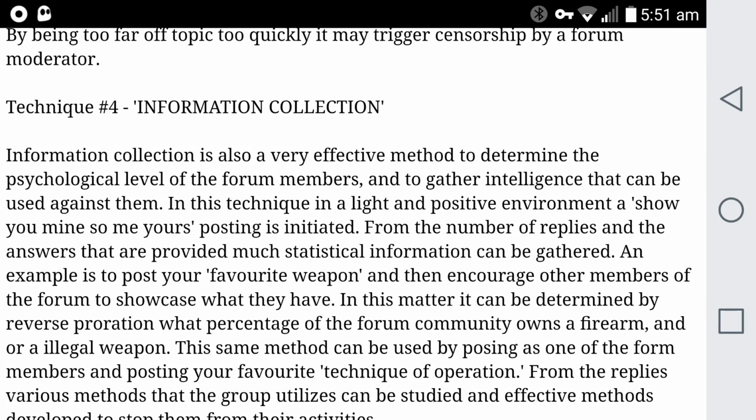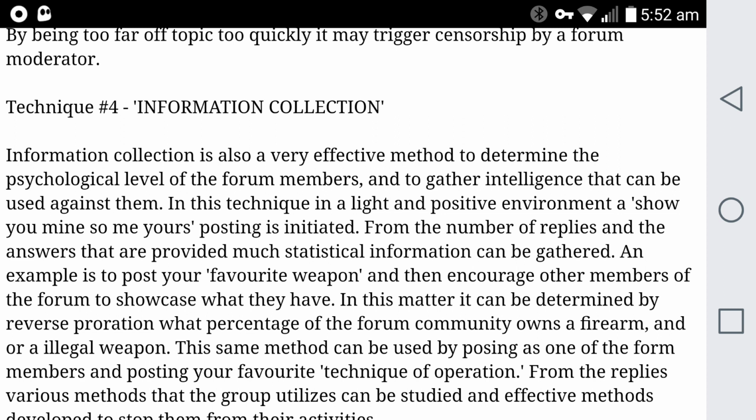Technique number 4, information collection. Information collection is also a very effective method to determine the psychological level of the forum members and to gather intelligence that can be used against them. In this technique, in a light and positive environment, a "show you mine, show me yours" posting is initiated, and from a number of replies and the answers that are provided, much statistical information can be gathered.